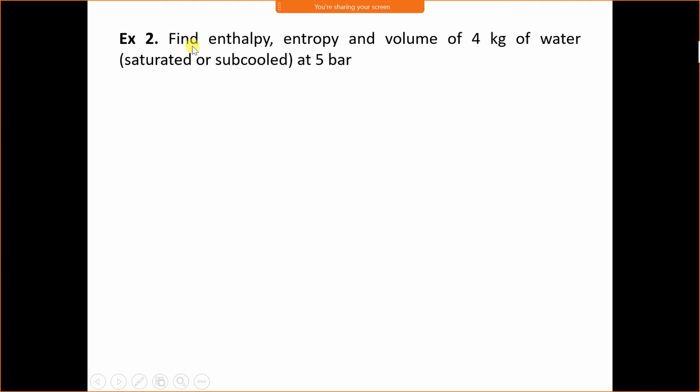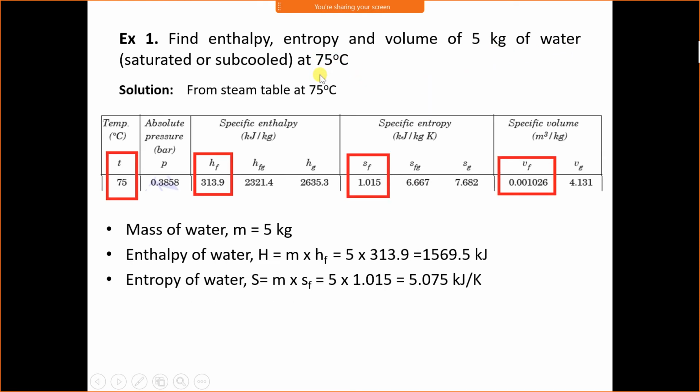Next problem. Find enthalpy, entropy, and volume of 4 kg of water at 5 bar. In the last problem, temperature was given for water.